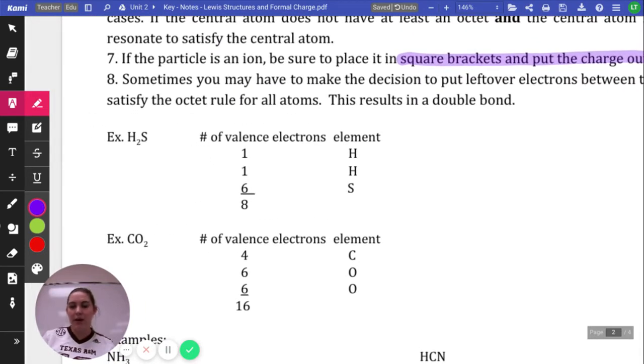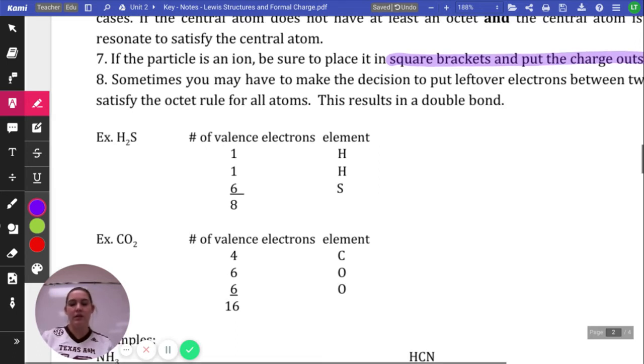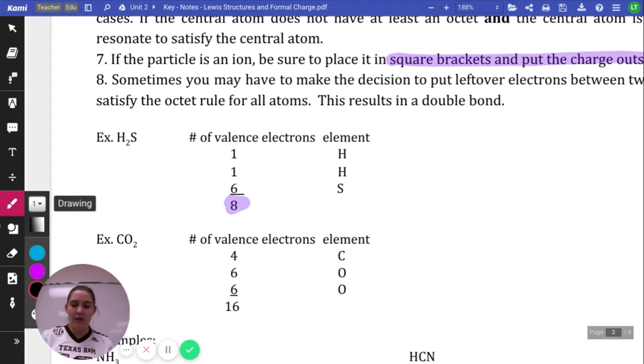In our first example, we have H2S, and it's already calculated all the valence electrons for us. Hydrogen has 1 valence electron, and we have 2 hydrogens, and sulfur has 6 valence electrons, and we have 1 sulfur, so that gives us a total of 8 valence electrons. Since hydrogen is never the central atom, we automatically know that sulfur is going to go in the center. Then we're going to bond our hydrogens on either side of our sulfur.